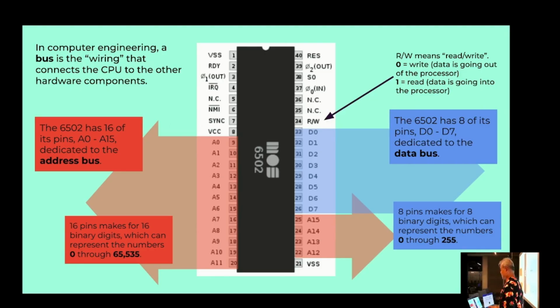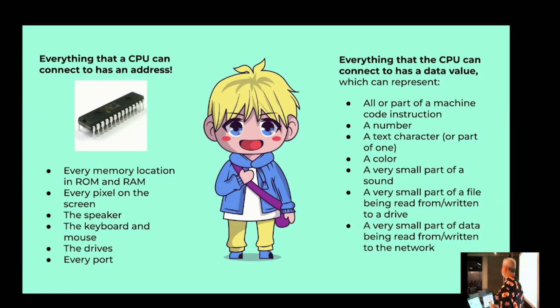And that's basically all there is to it. Memory refers to anything a CPU can talk to. It can be a memory location in ROM or RAM, or a pixel on the screen, the speaker, the input from the keyboard, input from the mouse, hard drives, USB ports, whatever. And everything that the CPU can represent is basically just a number. That number can be just a number, or it could be a computer instruction, or a color, or part of a sound. But as far as computers are concerned, everything is a number.